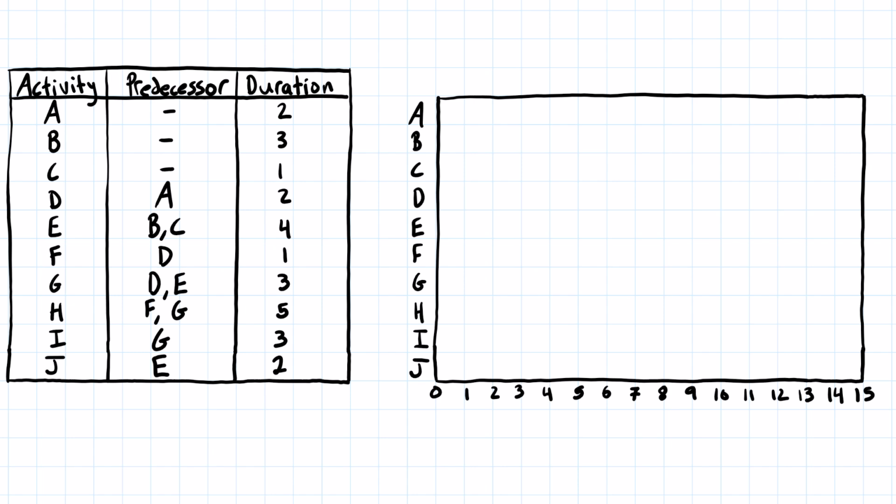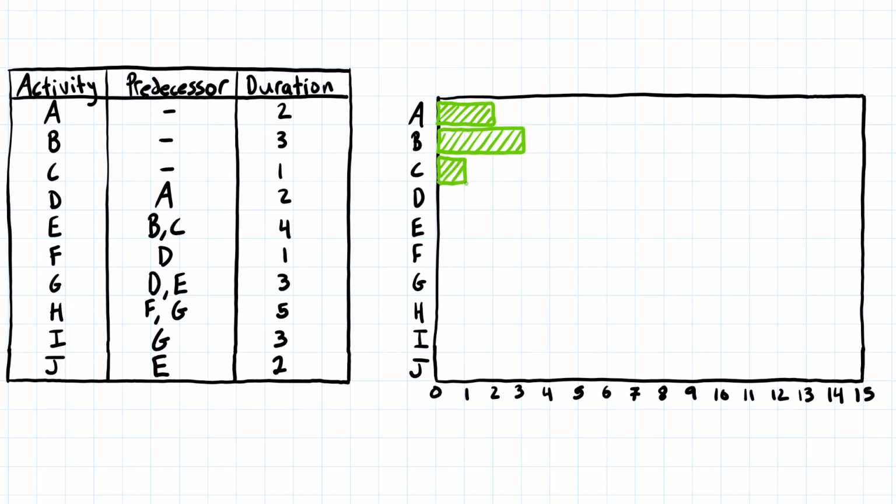So for example, activity A starts at the beginning and has a duration of 2 days. So we're really just going to start it up at 0 and go across 2 days. Activity B also starts at 0 because it has no predecessor and it's 3 days long. So we're going to start it up at 0 days and we're going to jump over 3 days just like this. And activity C also starts at 0 because it has no predecessor and it's only 1 day long. So we're going to start at 0 and come over here to the end of the first day.